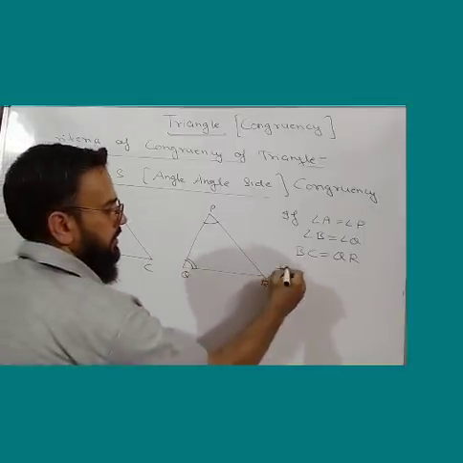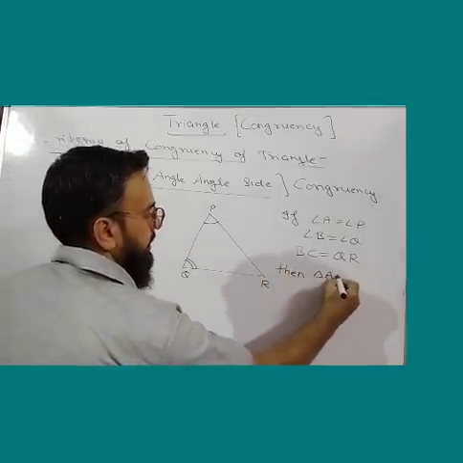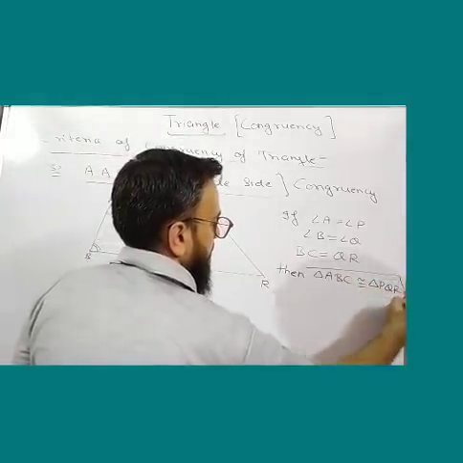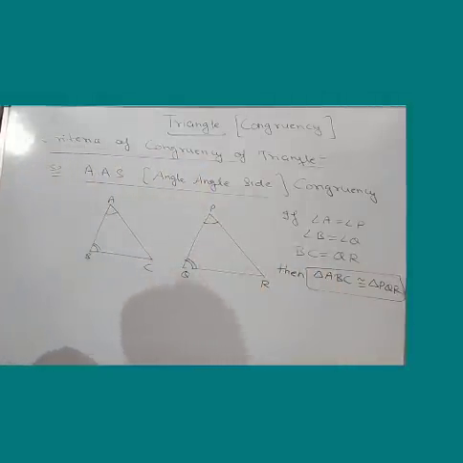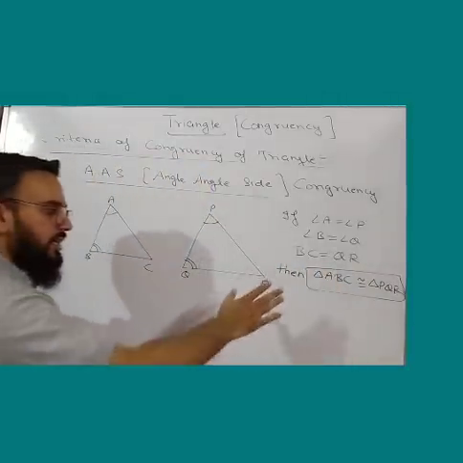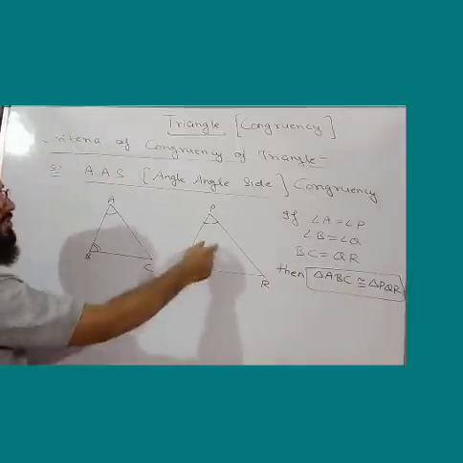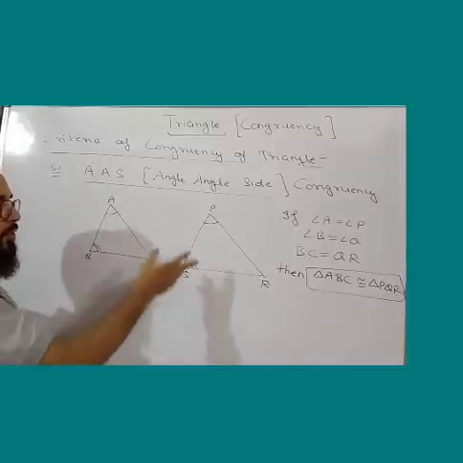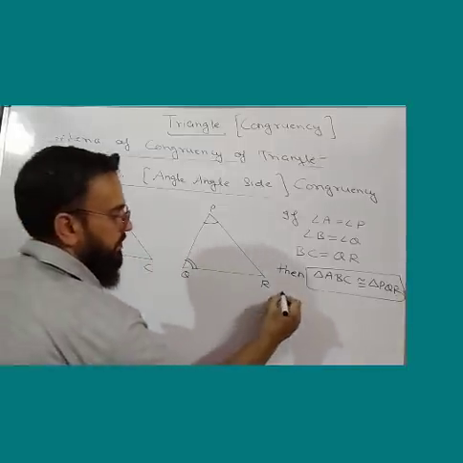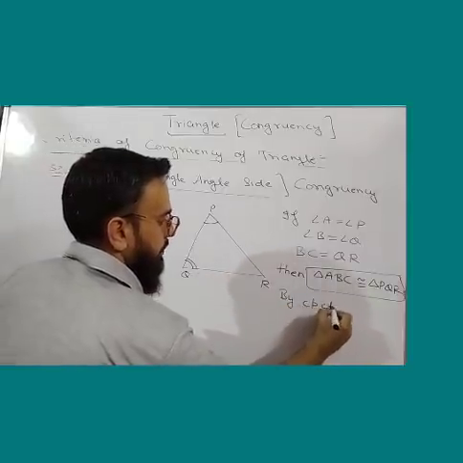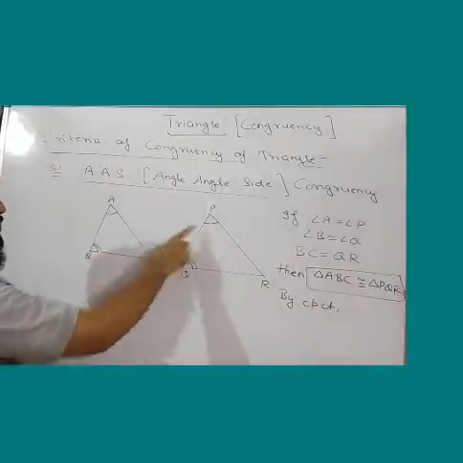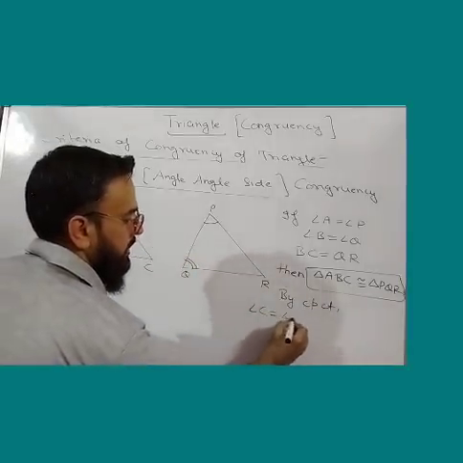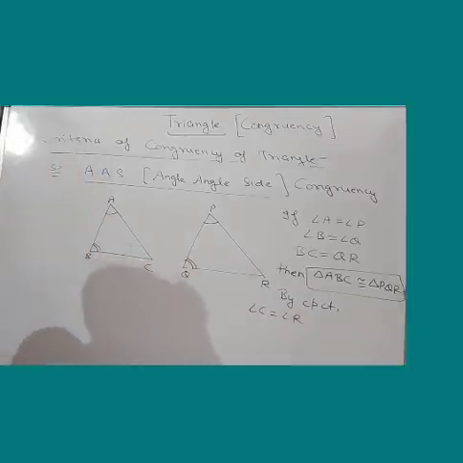Then also both the triangles, triangle ABC and triangle PQR, will be congruent. Then also this condition will hold. This is the third criteria of congruency, angle side. And if this condition holds, these two figures will superimpose on each other. When they superimpose, what will happen by CPCT? Since angle A is equal to P and B is equal to Q, the third remaining angle C will also be equal to angle R.